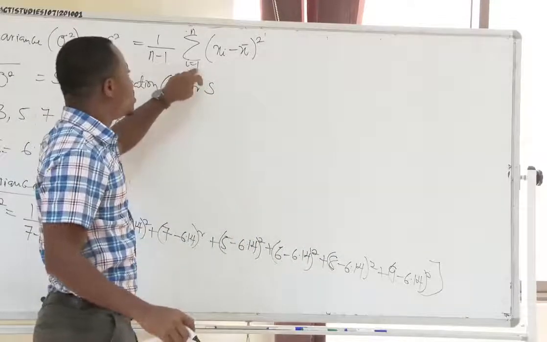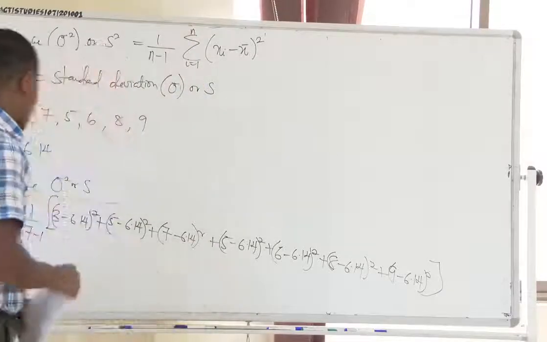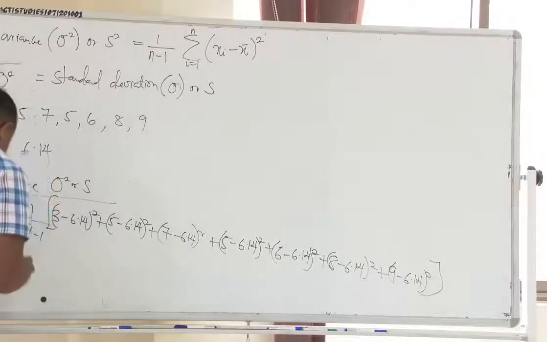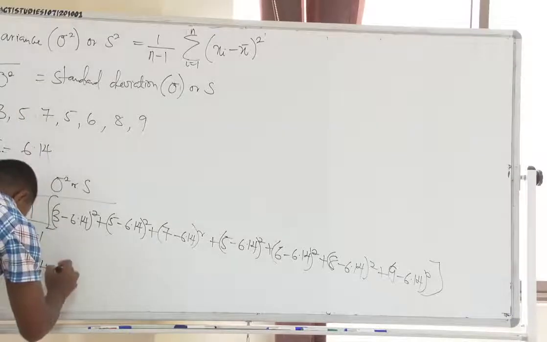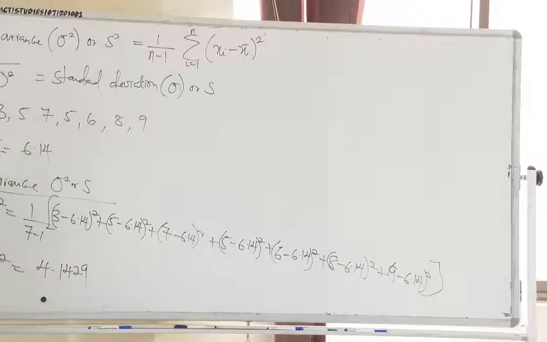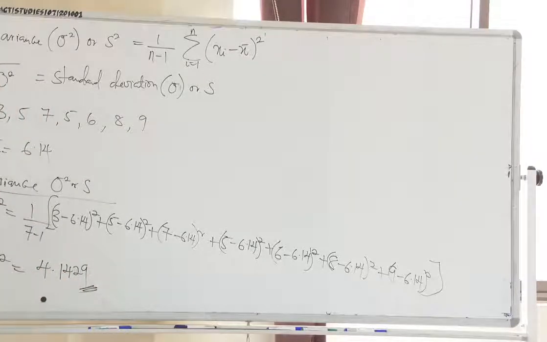We are going to sum from the first equation up to our last equation, and that is what you see here. Now once we go through all this and simplify it, it is just going to lead us to 4.1429. Okay? Now this happens to be the variance of this data set, that is this distribution.